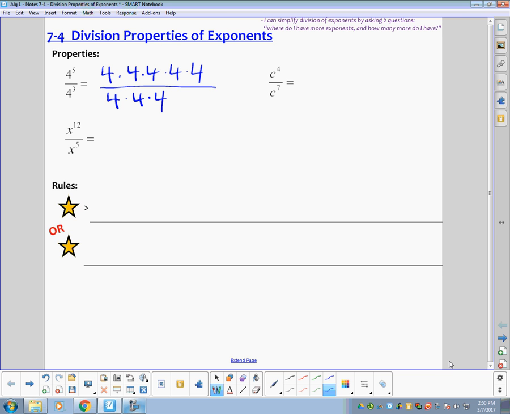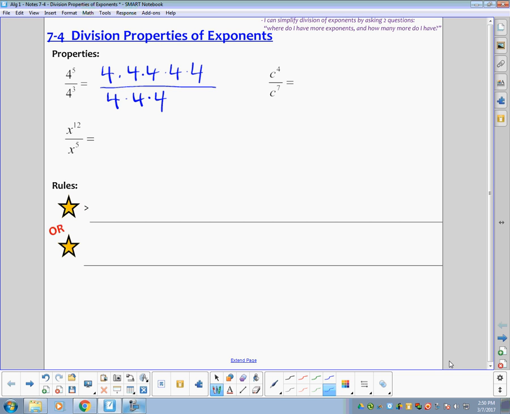Now, it takes a while. Well, guess what the conclusion will be? There's a rule to go with this. But for now, write down 5 4s on the top, 3 4s on the bottom.